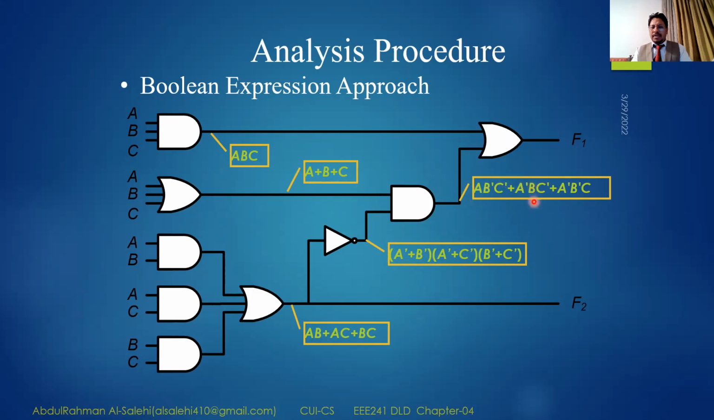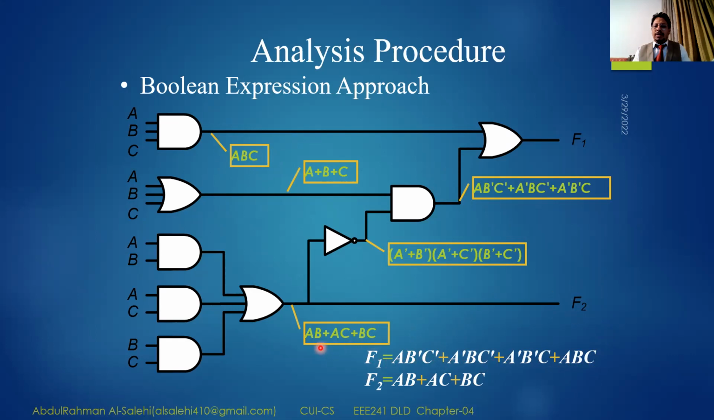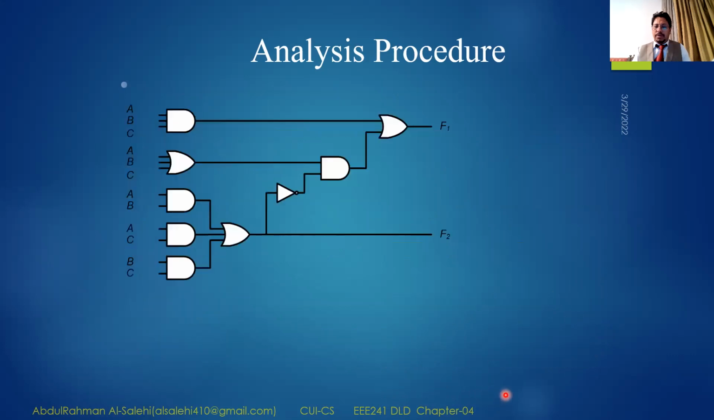Now, if you have this result and pass it through the OR gate, OR gate means I have to add it with ABC. Then I will get this result: A B prime C prime, plus A prime B C prime, plus A prime B prime C, plus A B C. While as I told you about the second one, F2, which we have already done, we get it here: AB plus AC plus BC.